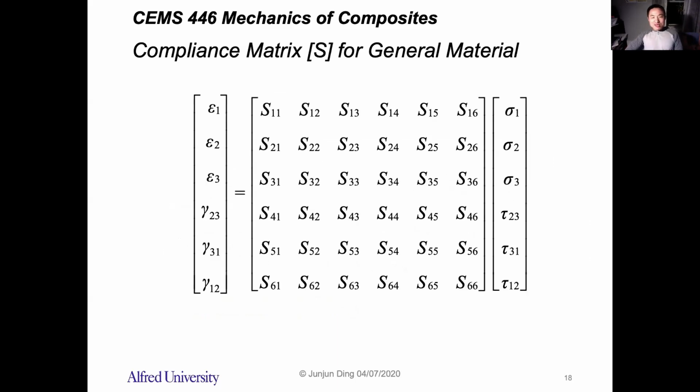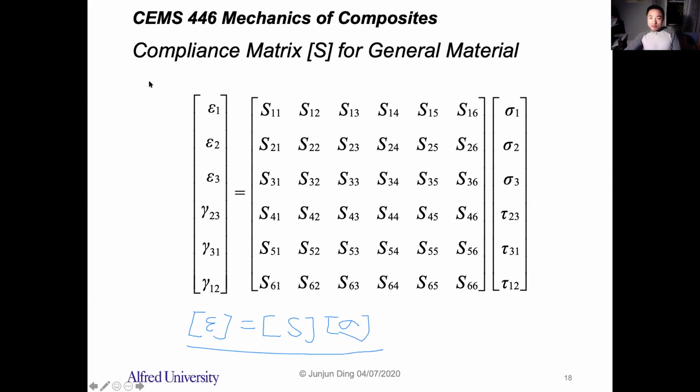So what is the compliance matrix? The compliance matrix is the relation between the strain and stress. So if you have this relation in a simplified way, right? Strain equals the compliance matrix S times stress, okay? So this is a more simplified equation.